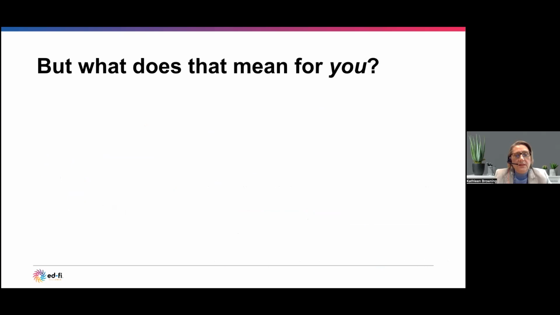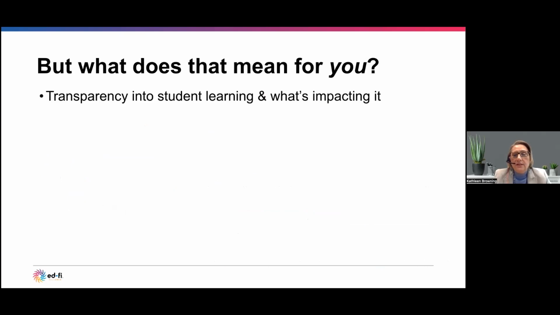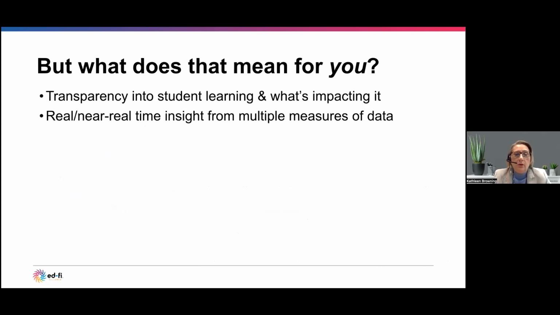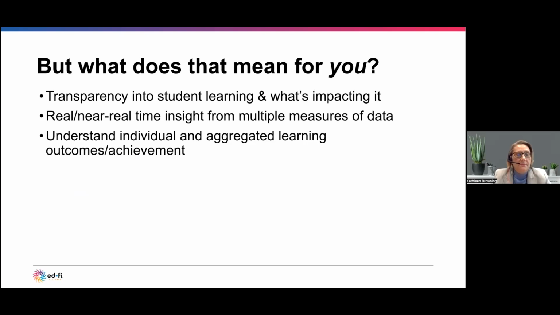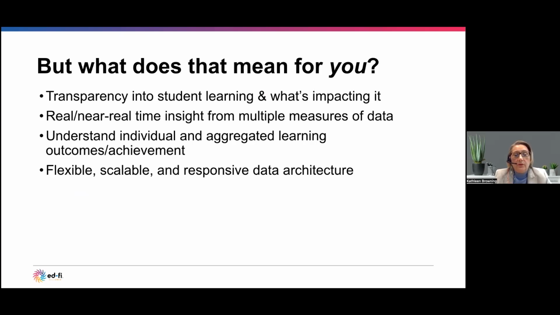But what does this mean to you? It means transparency into your students' learning. It means real or near real time insight from multiple measures of data, understanding individual and aggregated metrics, and flexible, scalable, and responsive data architecture. And again, you get to select the tools that best meet your needs.